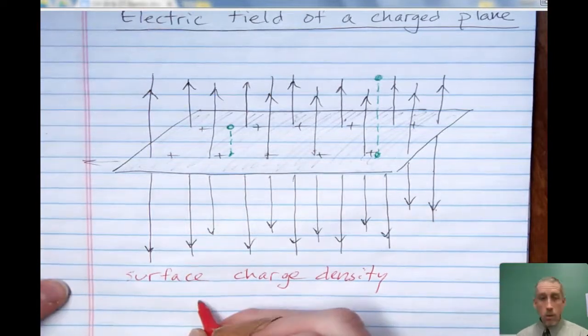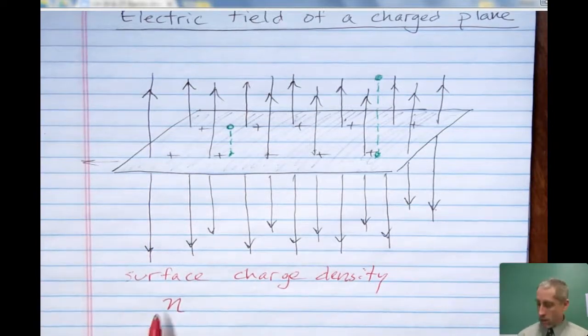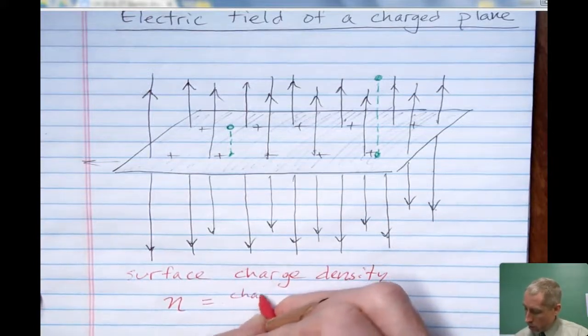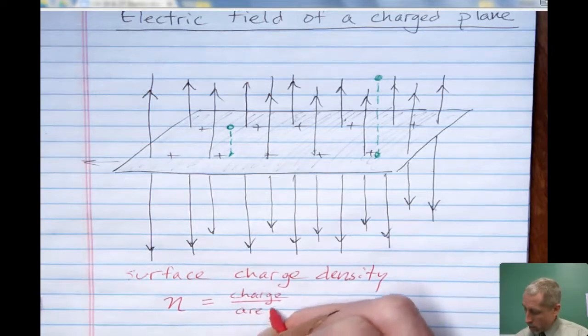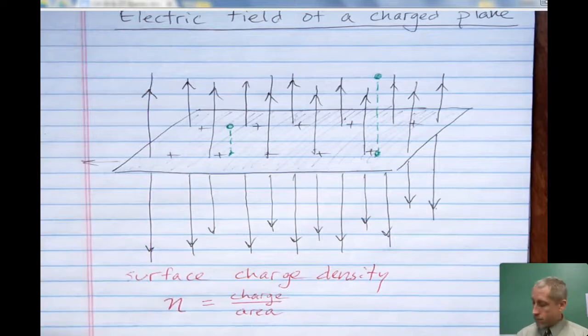And we use the symbol, in Dr. Knight's text, this is a Greek letter eta, E-T-A, eta. And in other textbooks, you'll see this written as the Greek letter sigma. So just be familiar with what symbol your particular text is using. And here again is what we mean. This is the charge per unit of area. So let's say so many coulombs per square meter.